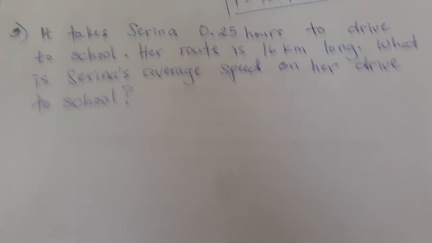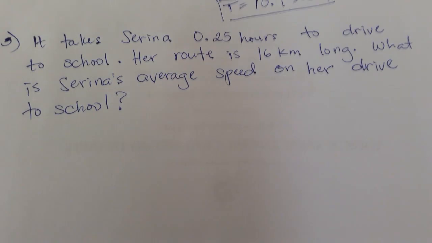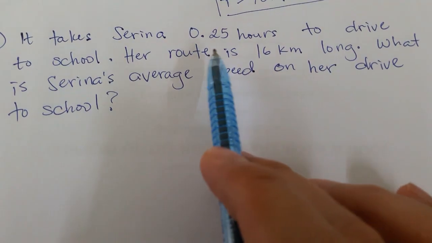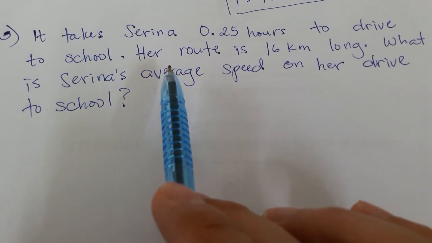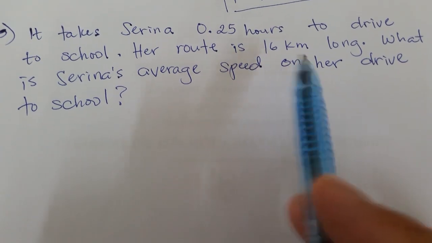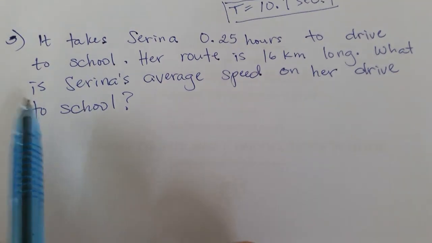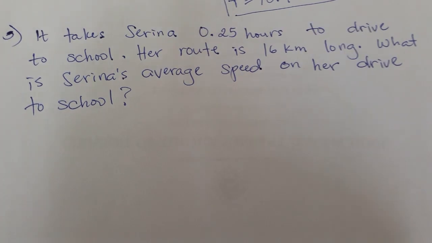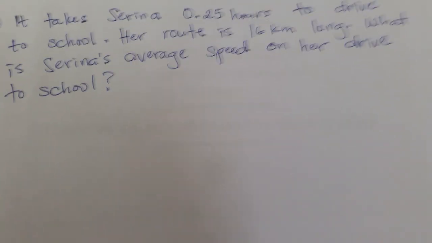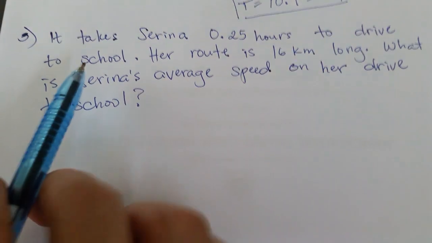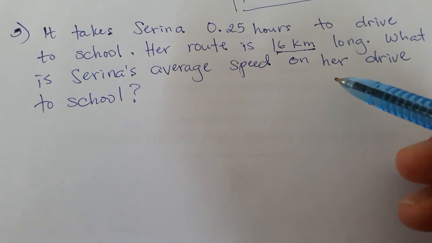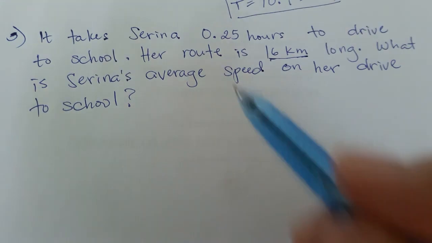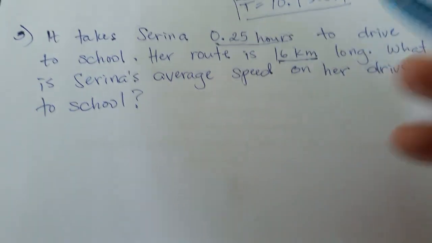Next, number 3. It takes Serena 0.25 hours to drive to school. Her route is 16 kilometers long. What is Serena's average speed on her drive to school? So this is the distance, 16 kilometers. Serena's average speed, what is Serena's average speed? And then this is our time.